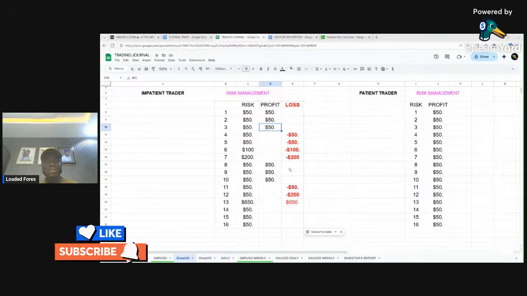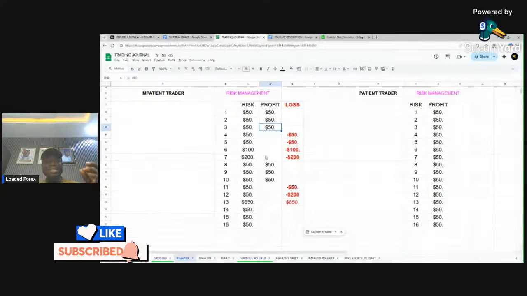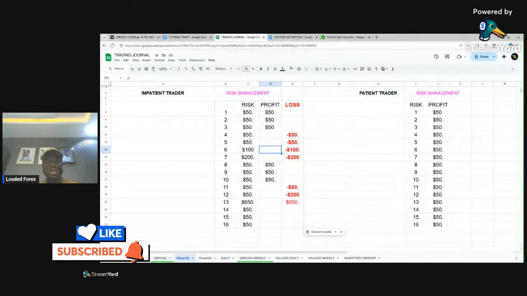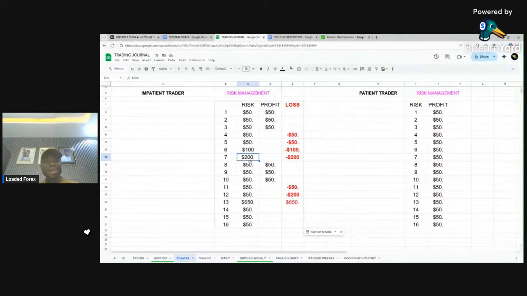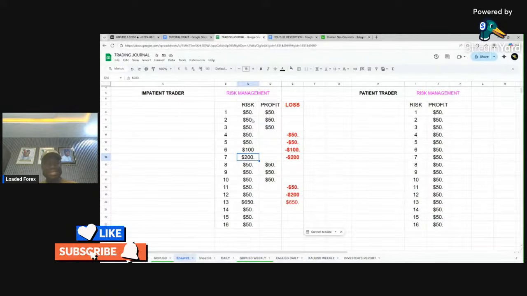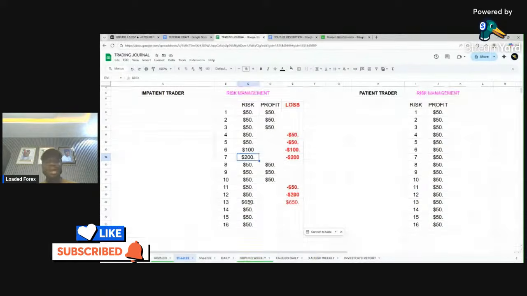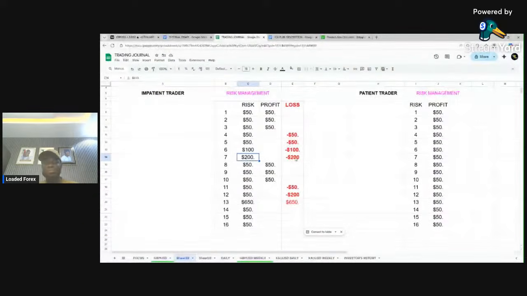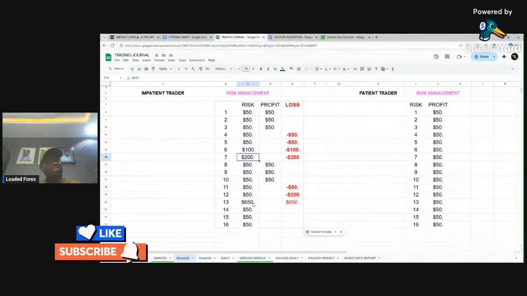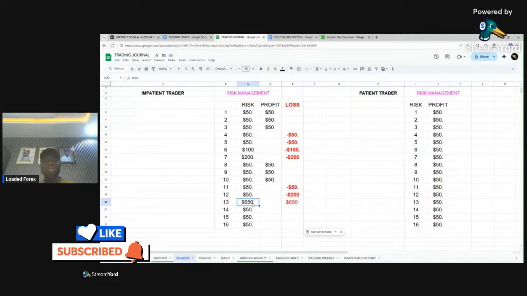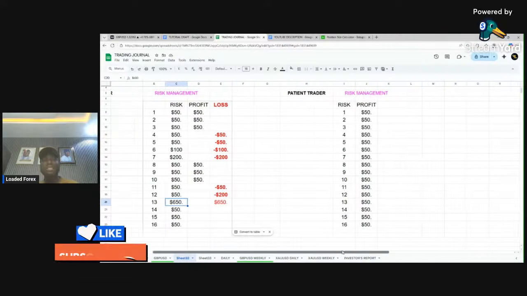So if you look at the statistics or the data of this impatient trader, there is no discipline. Then $100 one time, $200 another time, no consistency on the risk part. Then all of a sudden, one spirit enters in, to increase your risk to $650 to recover all your losses at once. Then you blow your account. Fast forward, let's move to a patient trader.